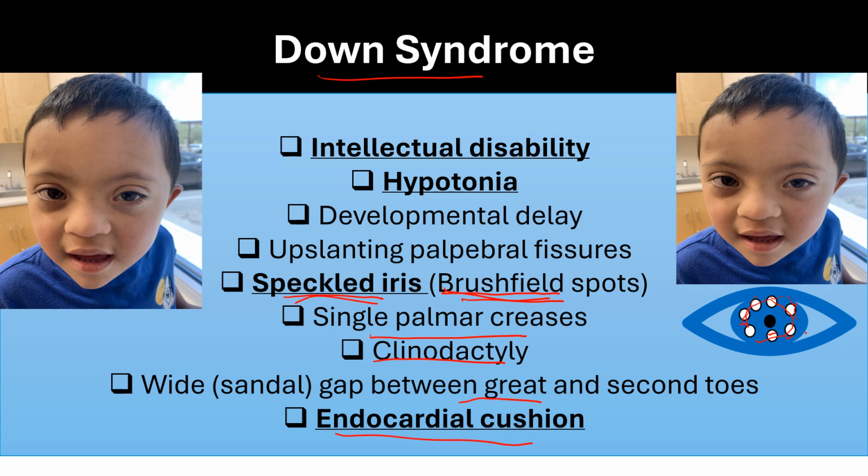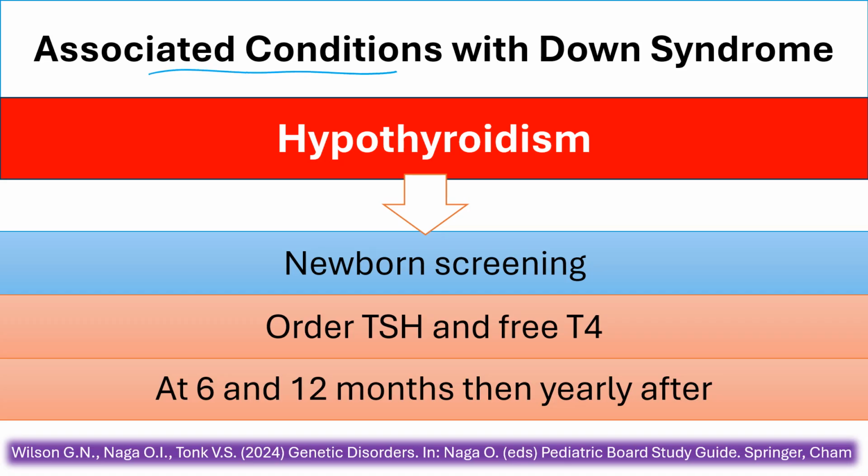Endocardial cushion defect. It is important to be familiar with conditions associated with Down syndrome. Hypothyroidism. Start with the regular newborn screen. Then order TSH and free T4 at 6 months, 12 months, then yearly after.